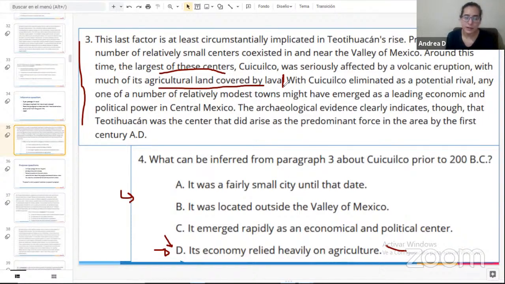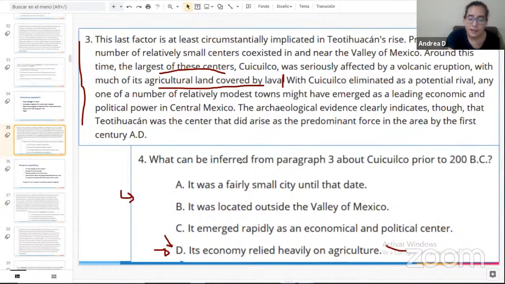Cuicuilco was seriously affected by this volcanic eruption, much of its agricultural land covered by lava. And since its economy relied heavily on agriculture, they will eliminate it as potential rival. So that's the thing that you're missing. You're reading between the lines, coming to that conclusion. And of course, you do have to have evidence, right?